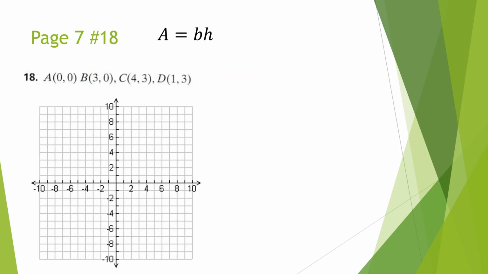Next one. This one was not too difficult, but I just want to make sure everyone can graph them appropriately and know how to find the height. So I'm going to plot the points. 0, 0 for A. You should be labeling them too. 3, 0 is B. 4, 3 is C. And D is 1, 3. Connected. Here's my shape.